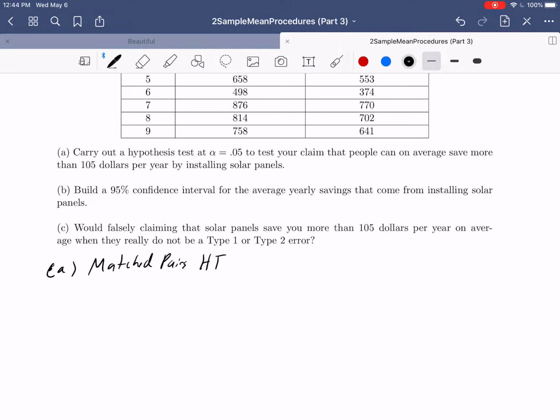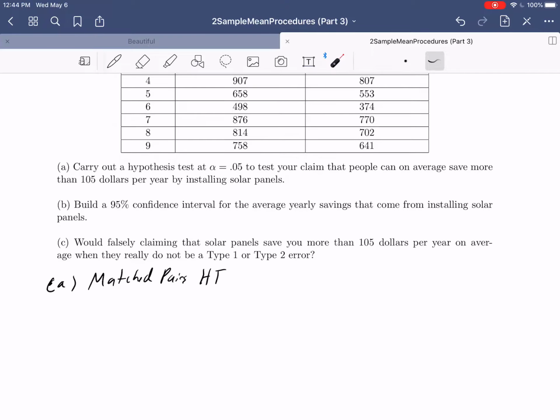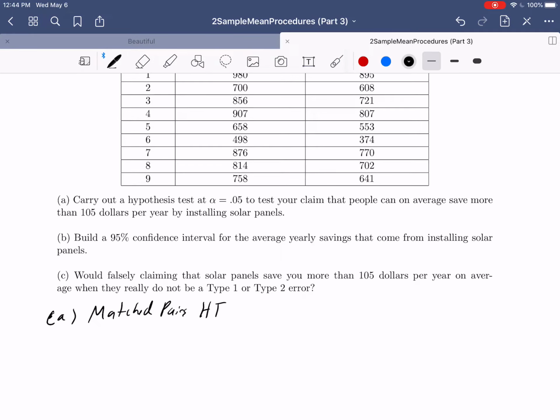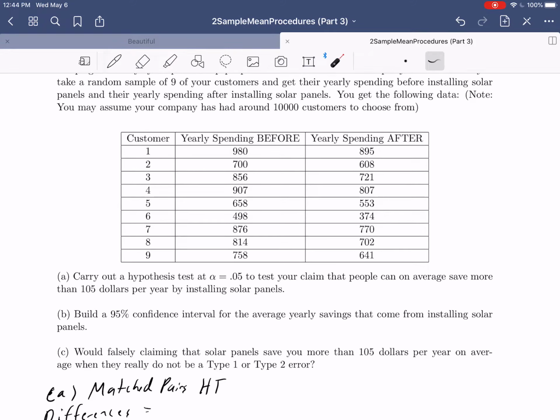When you're doing a matched pairs hypothesis test, remember, the actual data isn't going to be this sample or this sample. Instead, it's going to be the differences. So we need to calculate those differences. For the differences, we have 2 choices. We could do the before and then subtract the after, or we could take the after and then subtract the before. It doesn't matter which way you do it. You can do it either way as long as you stay consistent.